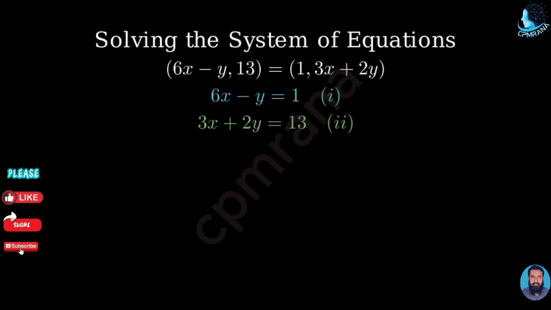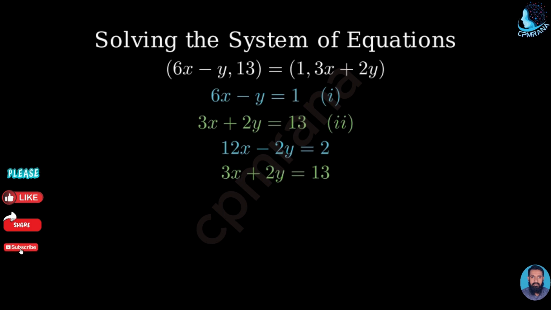Now, we will manipulate these equations for a solution. We will multiply equation 1 by 2. This gives us 12x minus 2y equals 2. And we'll keep equation 2 as it is: 3x plus 2y equals 13.